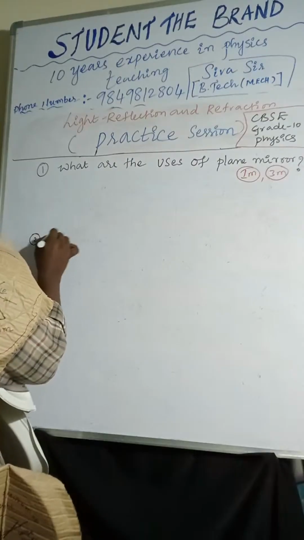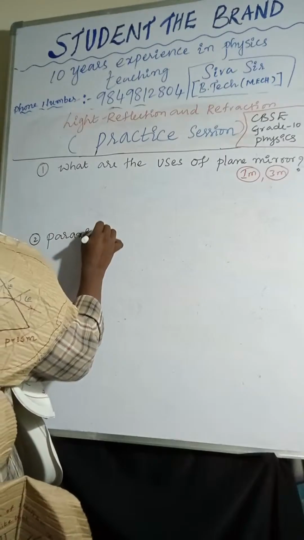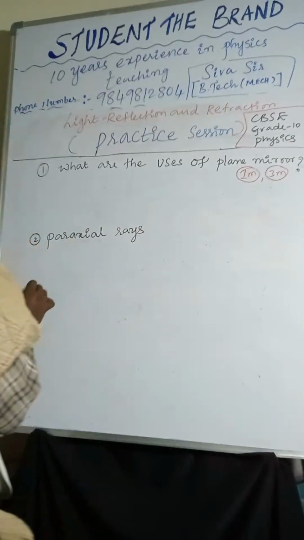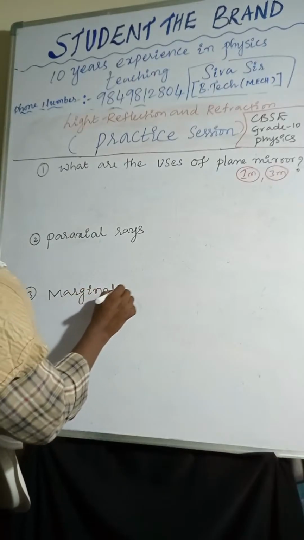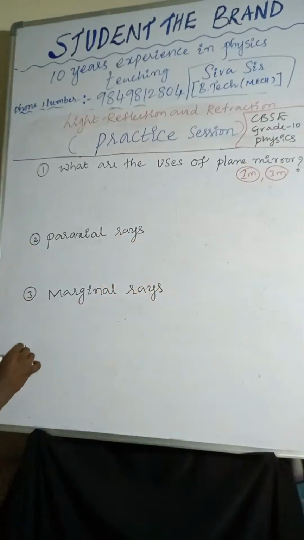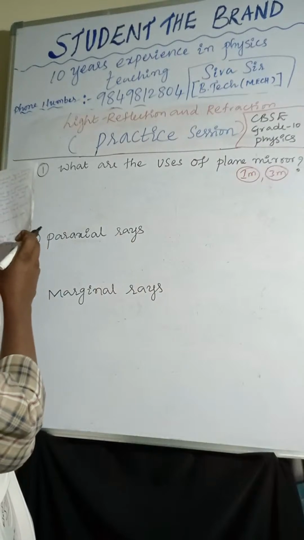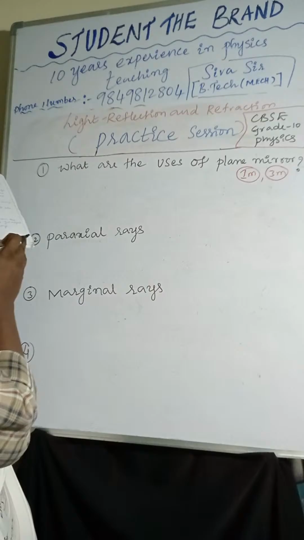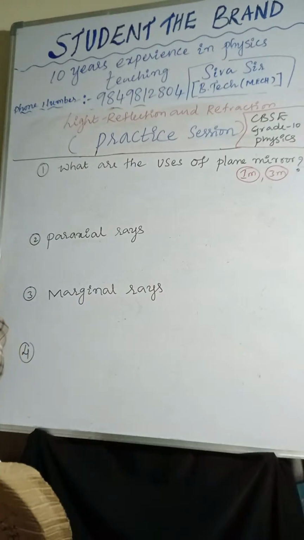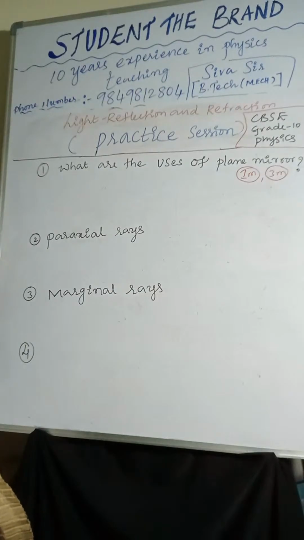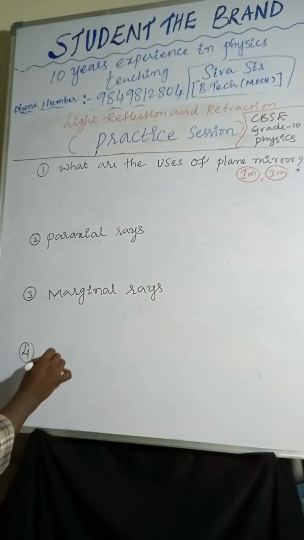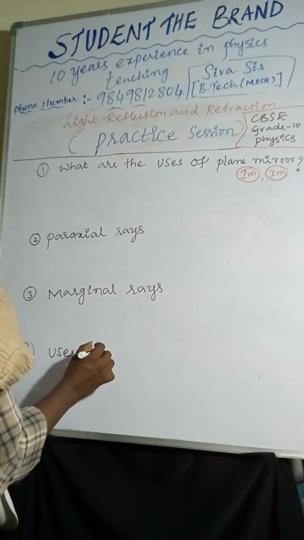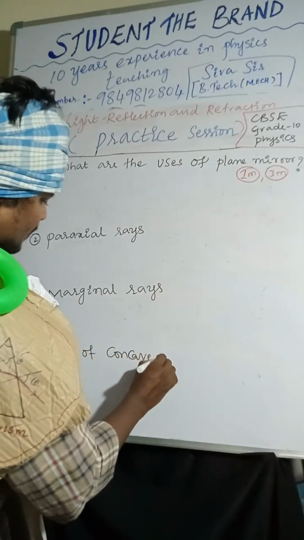Paraxial rays. Third one, marginal rays. And fourth one, uses of concave mirror.